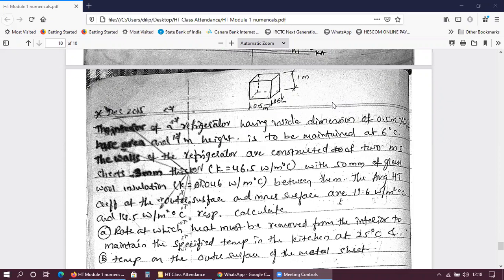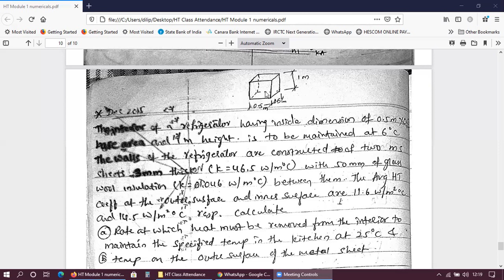So you can observe here, if this box is a refrigerator, then the inside dimensions are given. The base is 0.5 into 0.5, as you can see here, and 1 meter height. The height of the refrigerator is 1 meter, and the inside temperature of the refrigerator is to be maintained at 6 degrees Celsius.